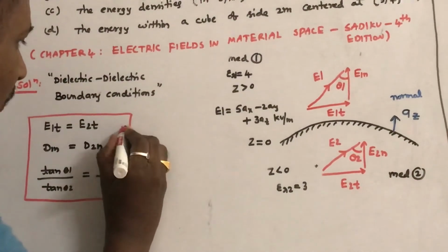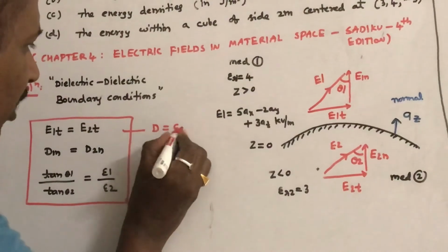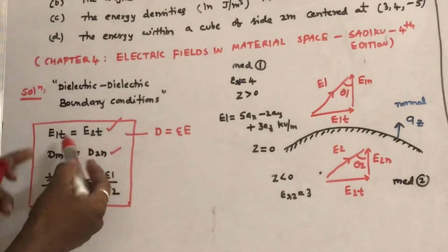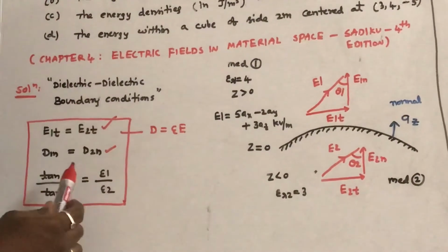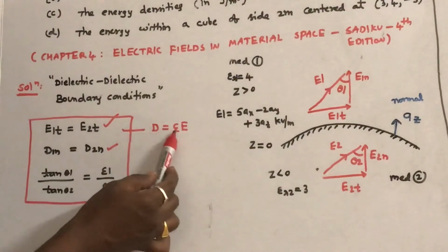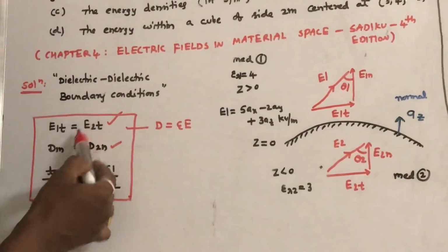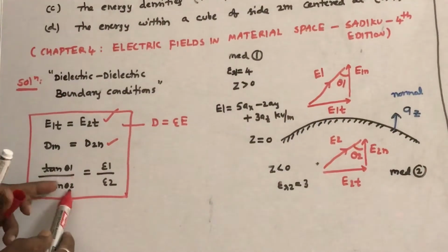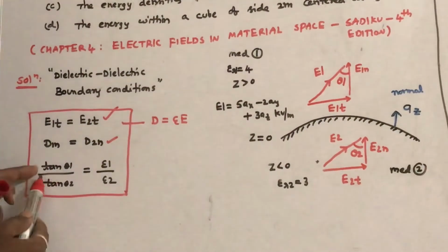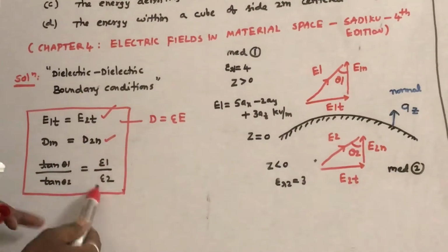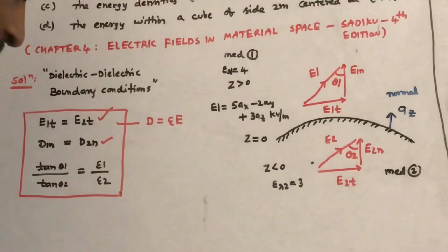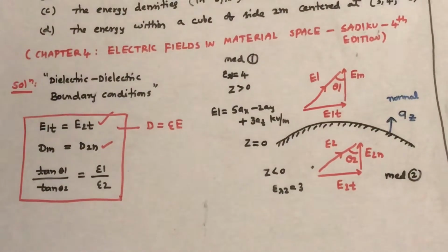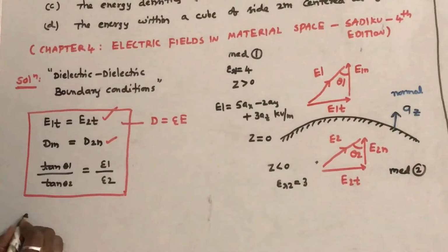If you substitute D equals epsilon E in these formulas, you will get the other two boundary conditions. So there are four boundary conditions. By substituting D equals epsilon E, you get the remaining two boundary conditions from these two. Again, the relation between theta 1 and theta 2 and the medium constants is straightforward: tan theta 1 by tan theta 2 is equal to epsilon 1 by epsilon 2. These are the formulas you have to remember to answer this very simple question. First let us find out what is given.